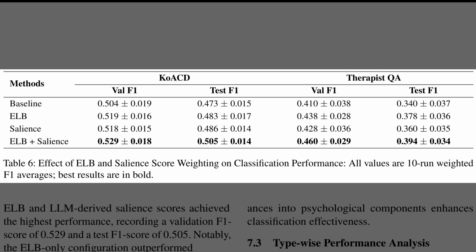Table 6 summarizes how that translates to accuracy, and the ELB plus salience setting leads across both datasets. On KoACD, validation F1 reaches 0.529 and test F1 is 0.505, while therapist QA posts 0.460 and 0.394. ELB only and salience only each beat the baseline, which suggests that explicit cue structure and learned importance scores both help because the attention module can weight the most telling snippets.